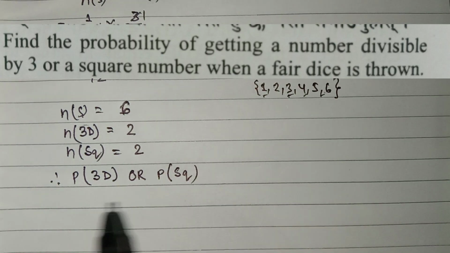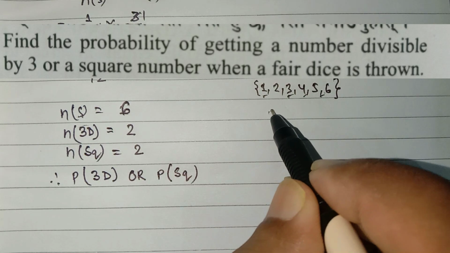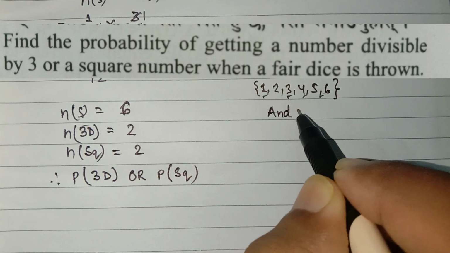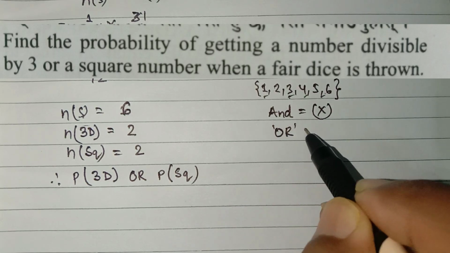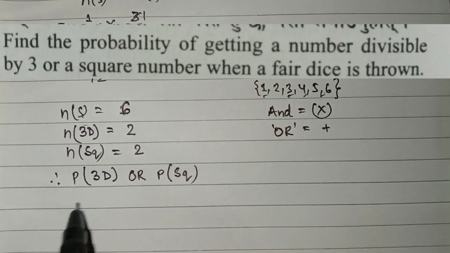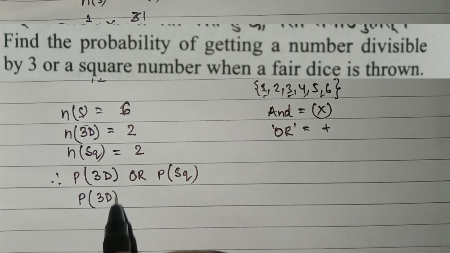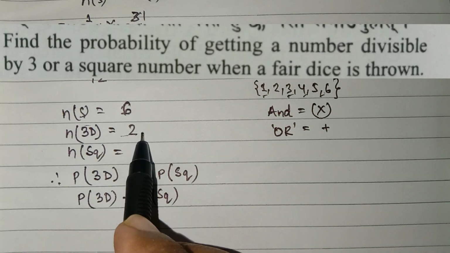Okay, so it means we are given the OR, and I told you that if you are asked AND in the probability, it means you have to multiply those probabilities, and if you are asked OR, you have to add the probabilities. So I'm going to write it like this: probability of number divisible by 3 plus the probability of square number. So the number divisible by 3 is 2.